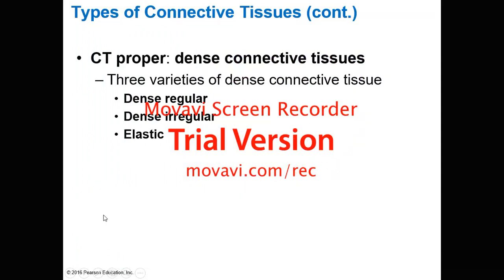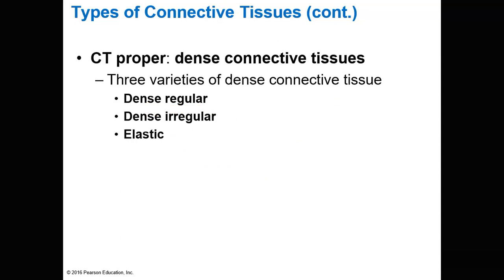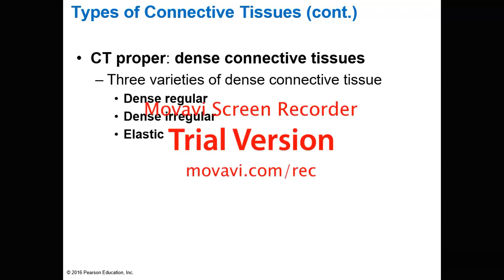All right, so connective tissue proper, dense connective tissue. So with the name dense, you're going to expect these connective tissues to be a lot more dense than the loose connective tissue. Okay, so you have three varieties of dense connective tissue. You have dense regular, dense irregular, and elastic.